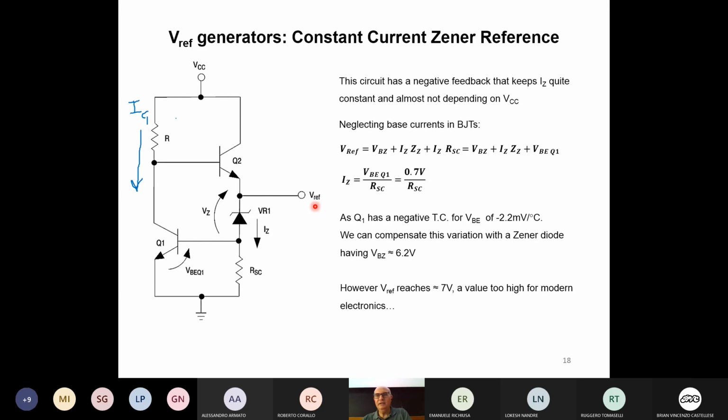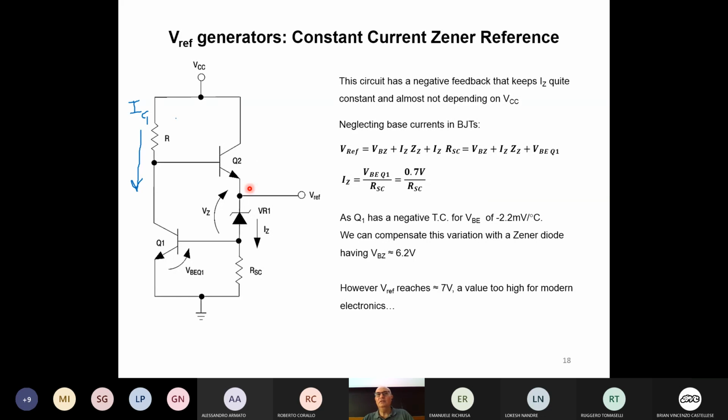The only price that we have to pay is that actually we must have a voltage reference of 0.7 plus 6.2, which is more or less 7 volts. We are blocked at this value. So we can have a stable circuit only if we take 7 volts from the output. If you want a different voltage, it will not be, again, stable with temperature.